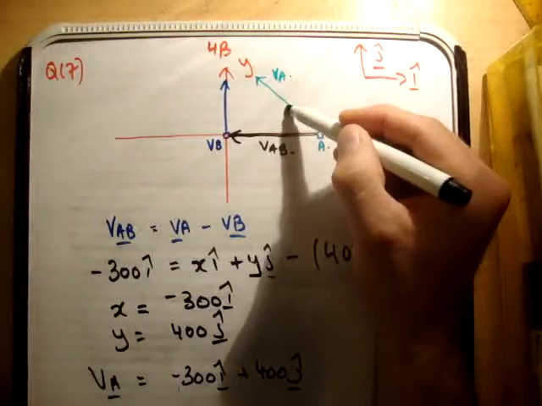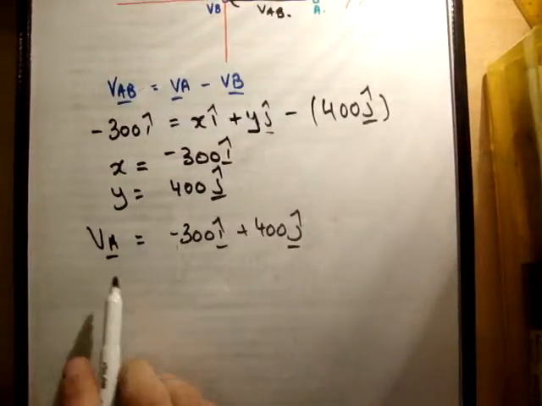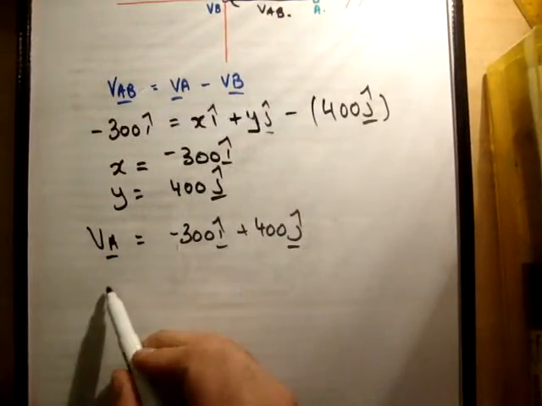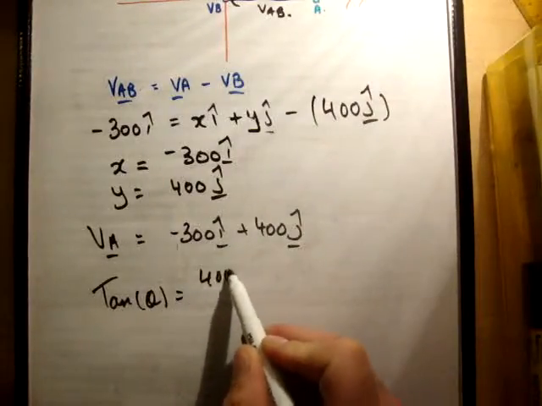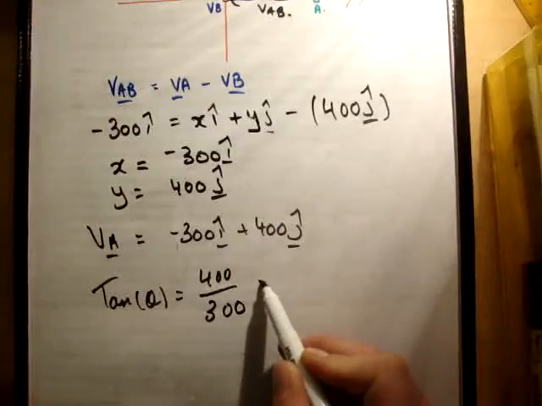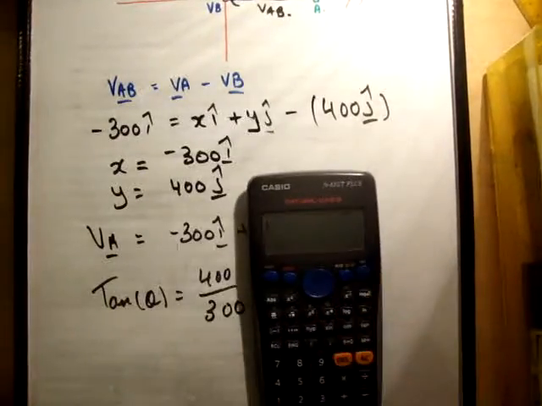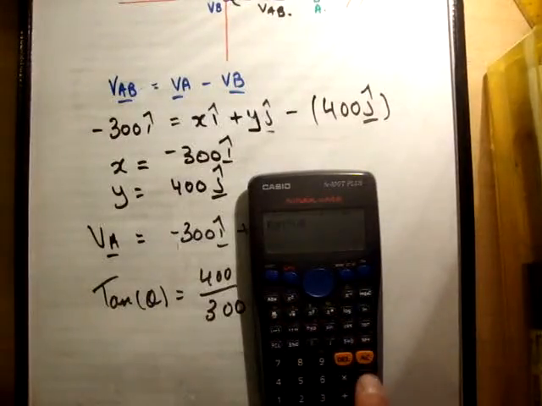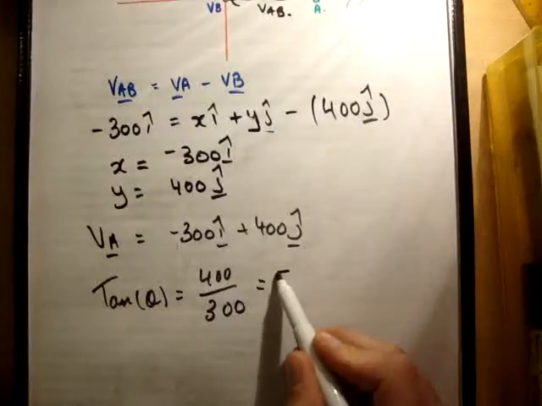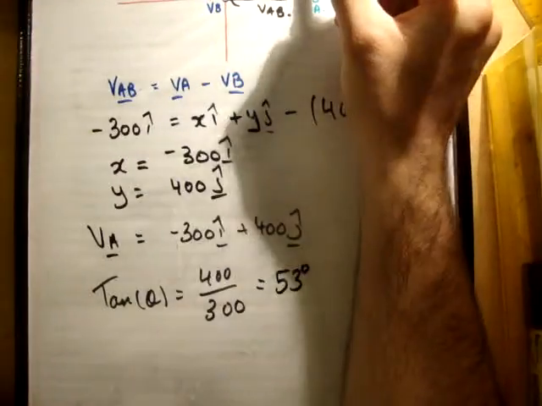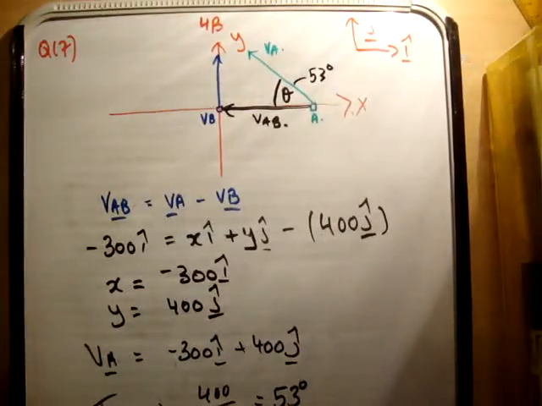So if we want to get the angle at which it's moving, theta, we just need to get the tan of this vector here. So tan theta is equal to the opposite over adjacent, so 400 over 300, and that's going to work out at an angle which you're going to find out now. So shift tan 4 divided by 3 gives 53.13 degrees, so I'll say just 53 degrees. So theta here is equal to 53 degrees.